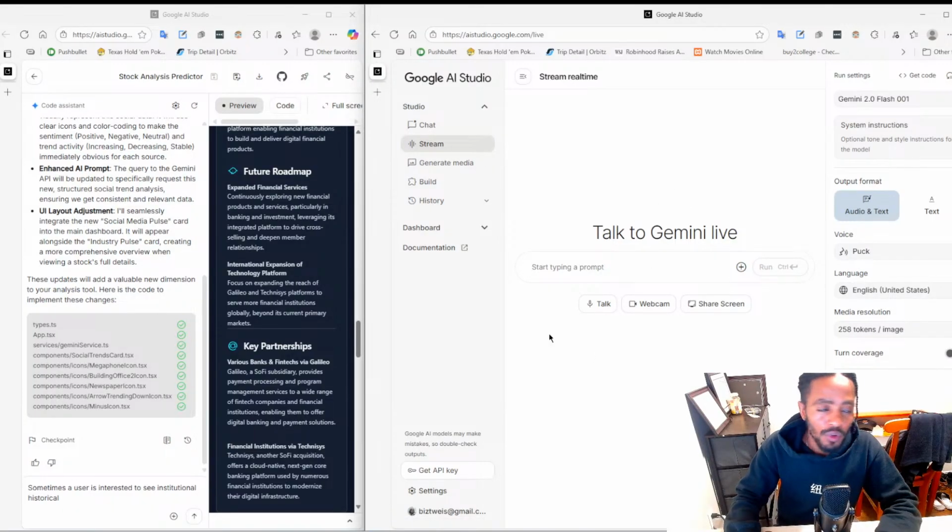So in the stream portion of Google AI Studio, you're able to talk to it. You can also have your camera, and you can share your screen. While you share your screen, you can ask it different questions, and it will help you create or understand what's going on on your screen, and it will be able to give you answers.